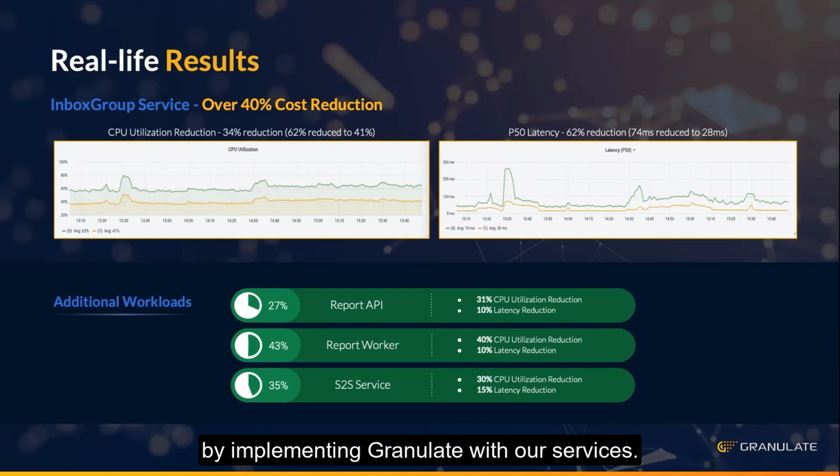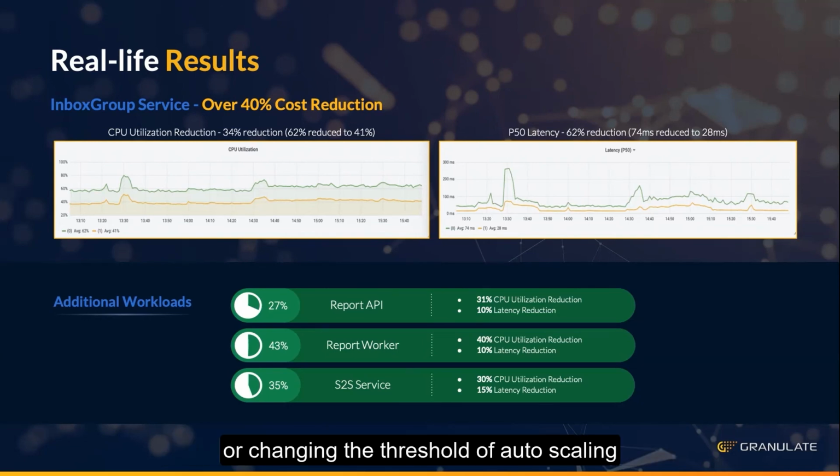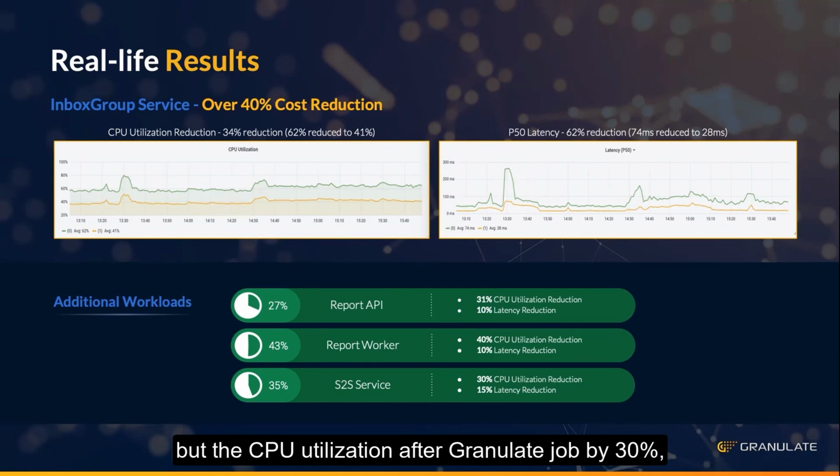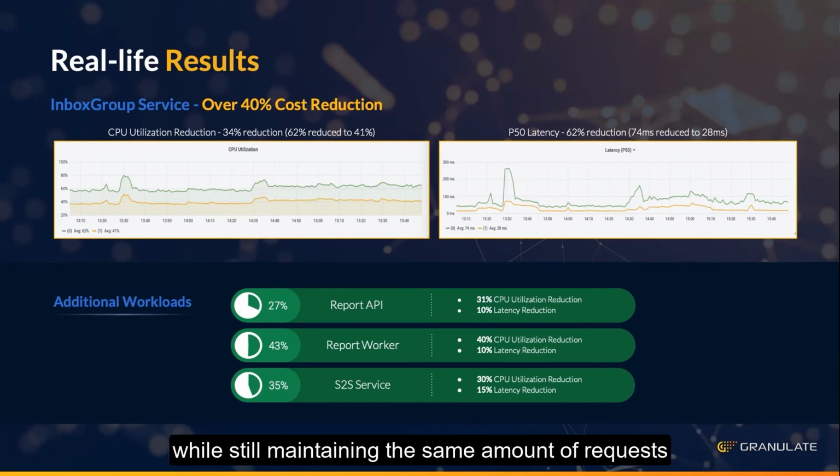Awesome. You mentioned one part that I forgot to mention: after the initial activation, the Granulate team also provided MoEngage guidance. Balaji and I discussed a lot on how to change or allocate resources at the cluster level to actually realize those cost reductions. For example, changing the size or type of the instance, or changing the threshold of auto scaling to enjoy the improved performance. Sometimes your cluster auto scales based on, for example, number of requests, but CPU utilization after Granulate dropped by 30%, so you can maintain the same amount of requests with a lot fewer machines.